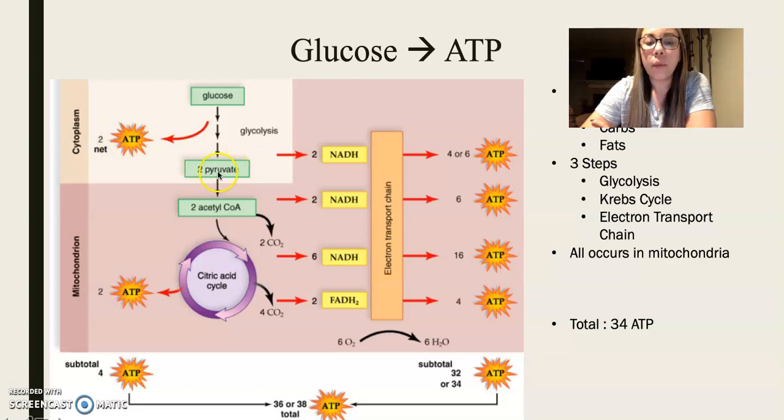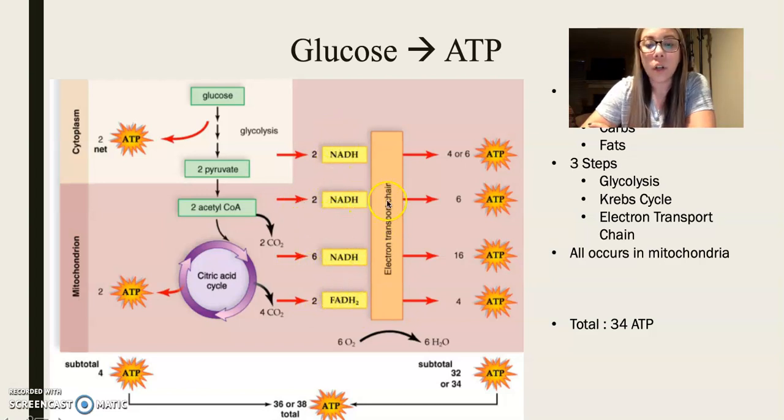To get from the pyruvate, we go into our 2 acetyl CoAs. Again, this starts getting into more of the mitochondrion of our body. From the 2 acetyl CoAs, we get 2 CO2s here, and then we get into the citric acid cycle. In the citric acid cycle, we also get 2 ATP here, and then 4 CO2s. As you can see here, we're getting 2 NADHs here, 2 NADHs here, and then 6 NADHs, and then 2 FADH2s.